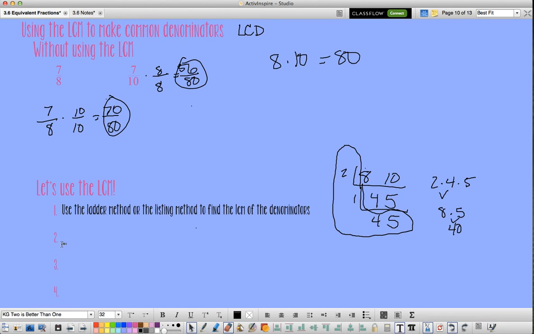So now after I've found the LCM, I set up my fractions to make equivalent fractions with the LCM as the new denominator.